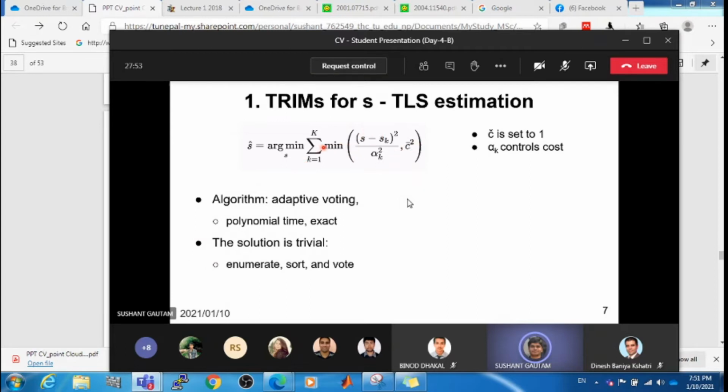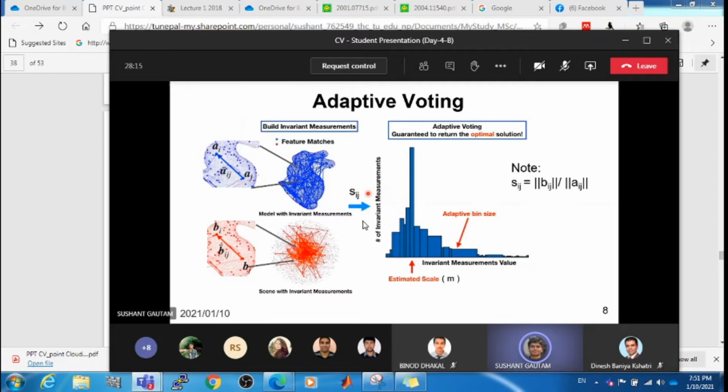The equation discards outlier measurements with residual greater than C squared, that is 1. Look at the square term inside this bracket. This is the cost or error. If this ratio is greater than 1, it is discarded by this min function as a constant cost. Remember, this is TLS. After that, they use the voting algorithm that we have seen before, right? To solve the TLS problem exactly and in polynomial time.